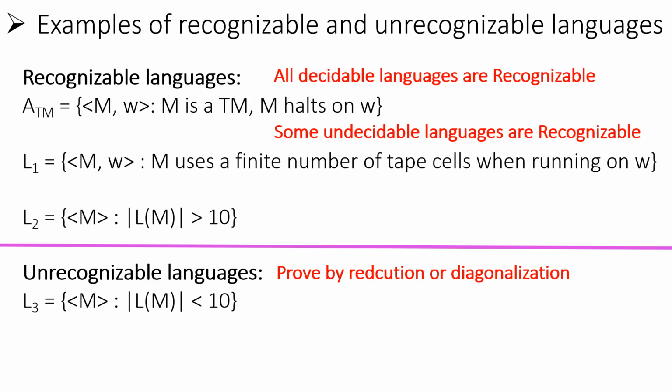Again, this is just intuition. Formal proofs usually use reduction or diagonalization. You don't need to worry about it now.